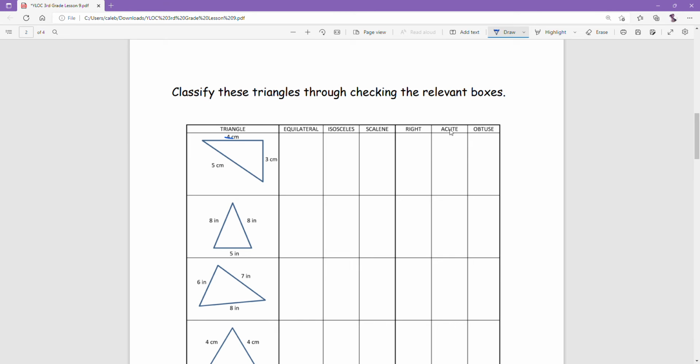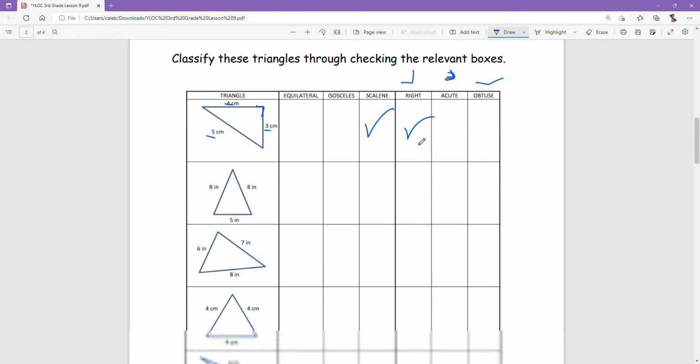So we have 4, 5, and 3. Since all the side lengths are different, this is scalene. Now we have to see if it's right, acute, or obtuse. Right is when there's an angle of 90 degrees, like a box, like an L. Acute is when all the angles are less than 90 degrees. And obtuse is if there's an angle that's greater than 90 degrees. As you can see here, here's the L shape, 90 degrees, so it'd be a right triangle.